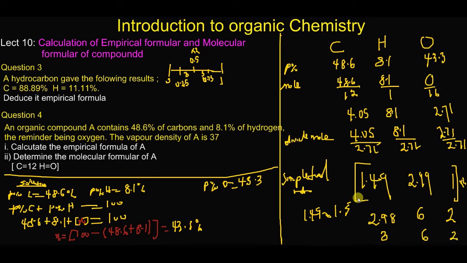So the simplified ratio, that is the empirical formula for the compound, therefore becomes the answer to the question, okay? It becomes C3H6O2. C3H6O2. So that is the answer.